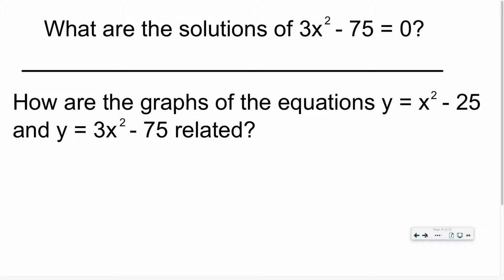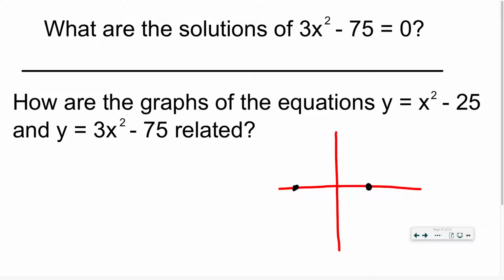What do you mean? They have the same solutions. Good. So they're going to do what? They're going to cross at the same points, but what's different about them? So what will it look like compared to that one?